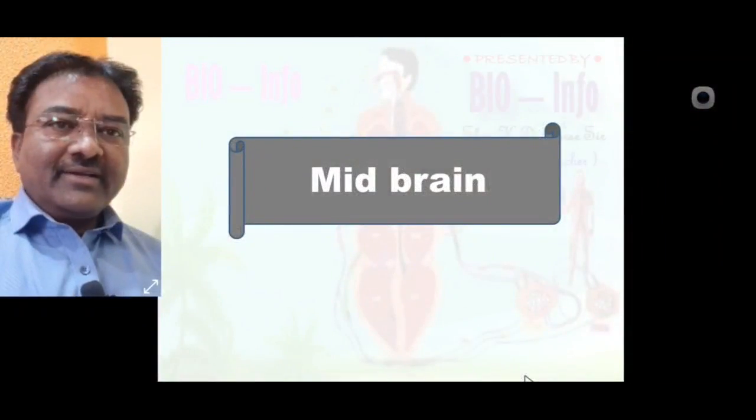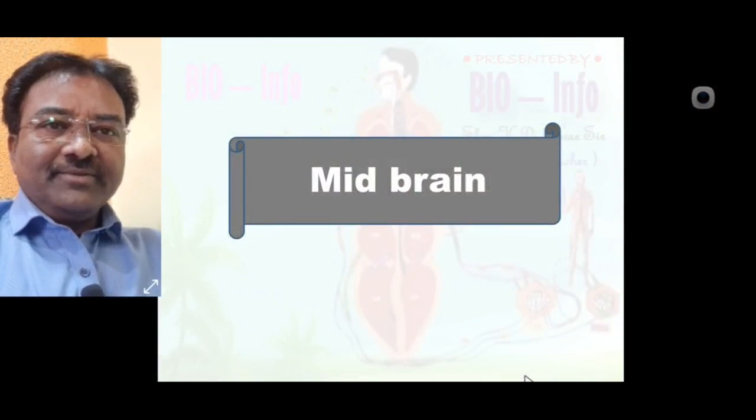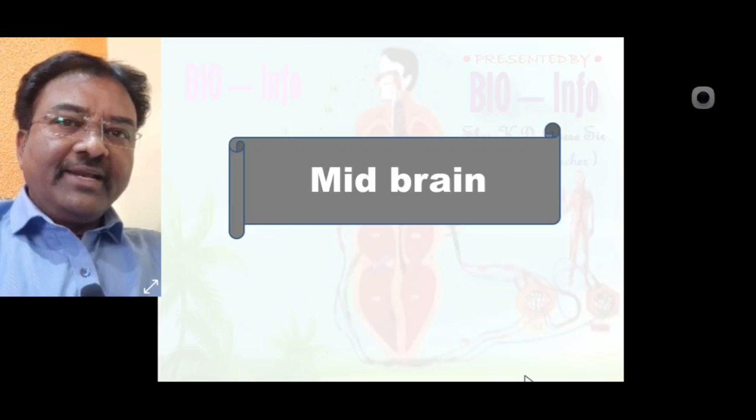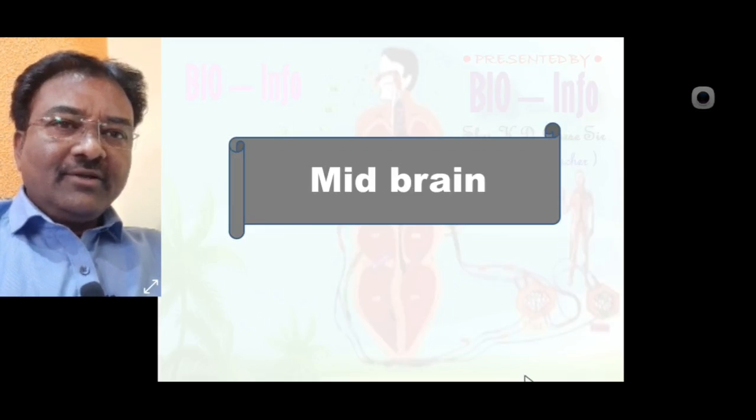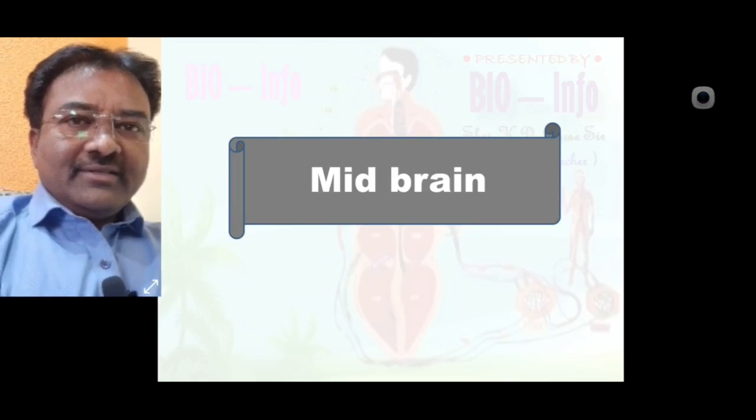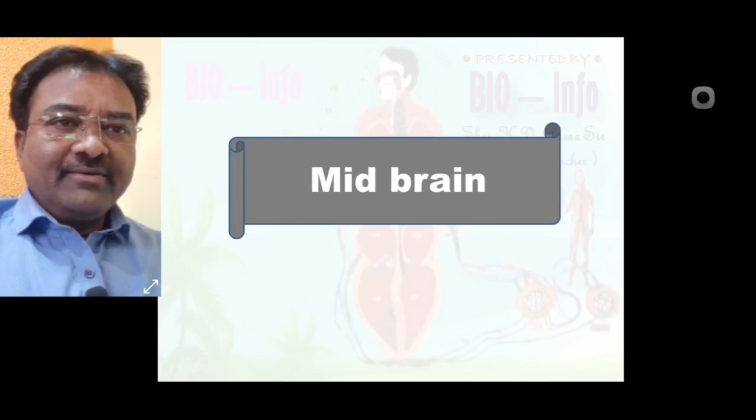Now we learn midbrain. Up to this we discussed in detail that forebrain consists of three parts: number 1, olfactory lobe, cerebrum, and third, diencephalon. We learn the second part of the brain, or middle brain, called midbrain.